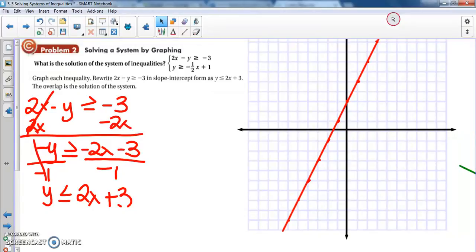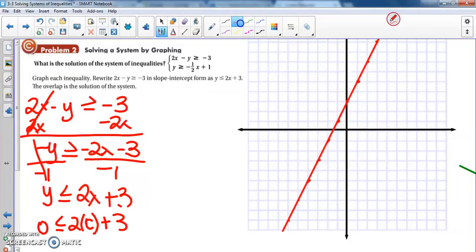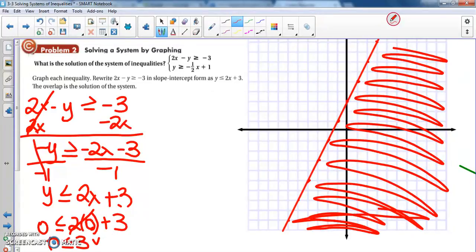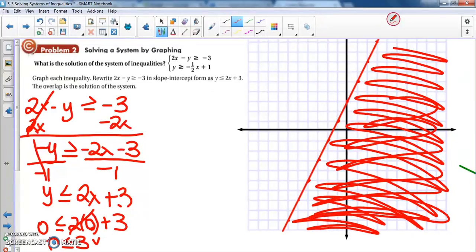In order to pick what side we are shading, we need to pick a test point. Normally we pick 0, 0. So is 0 less than or equal to 2 times 0 plus 3? That turns to 0. Is 0 less than or equal to 3? Yes. So I'm going to shade this side of my coordinate plane.